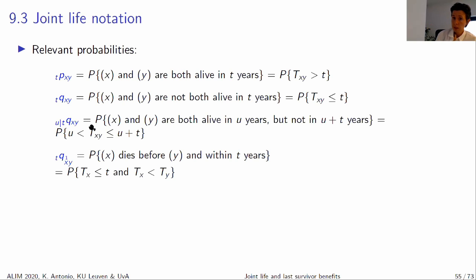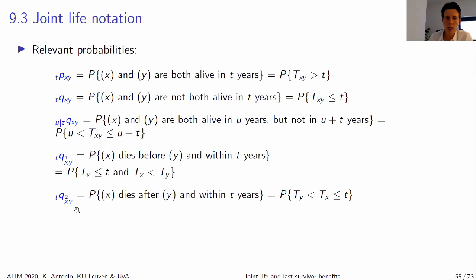I can do multiple other things, so let's work through them. I could look at tqxy, and I could put a 1 on top of the x. If I put the 1 on top of the x, it means I want x to die first, so x should die before y, and that should happen within t years from now. That's another probability I could potentially be interested in. If I continue tqxy with a 2 on top of the x, then it means x should die after y, and that should happen within t years from now.